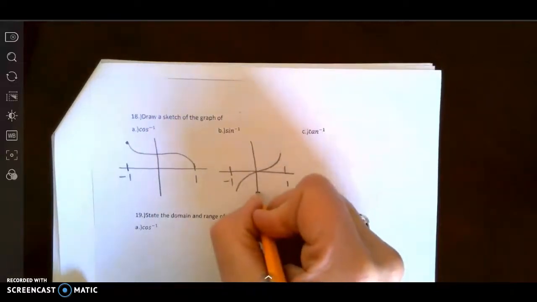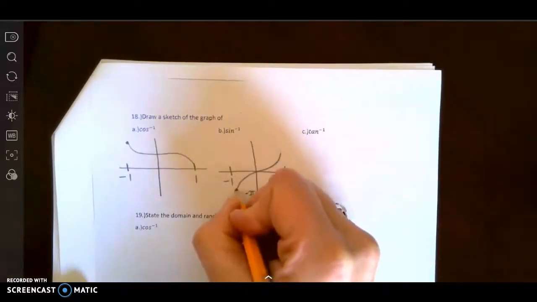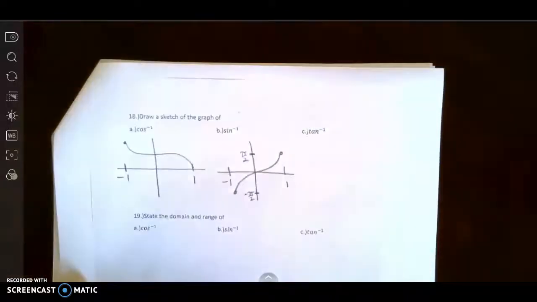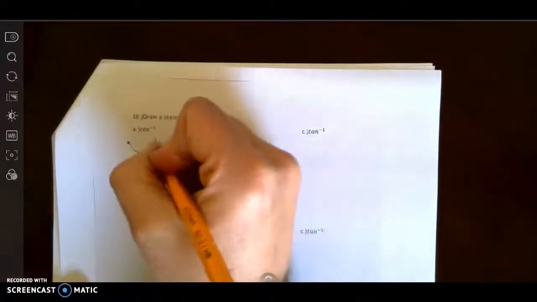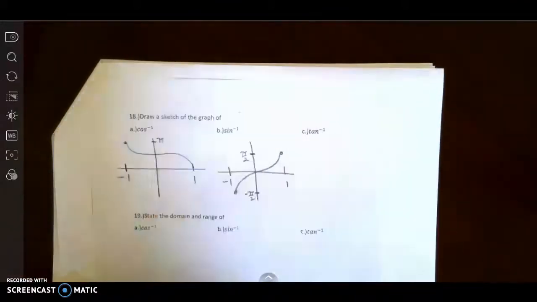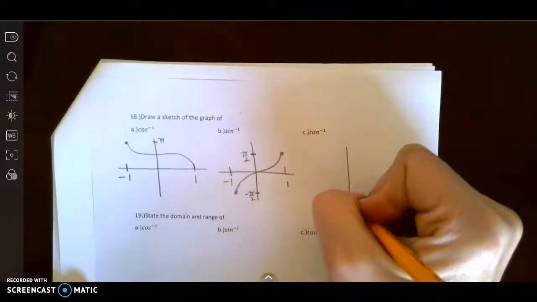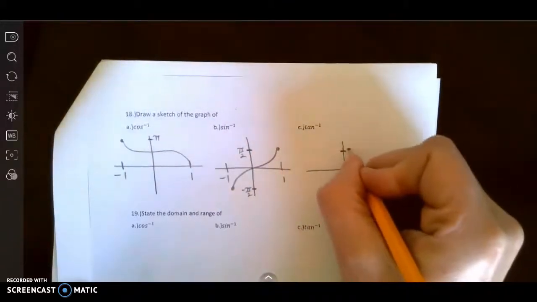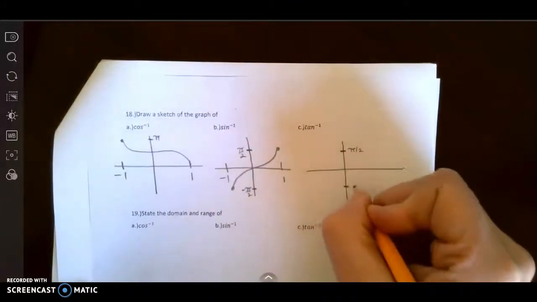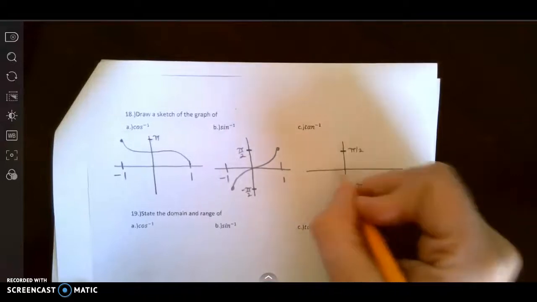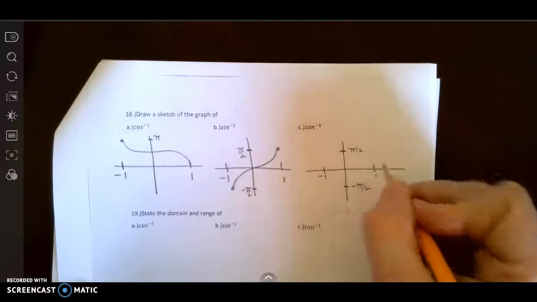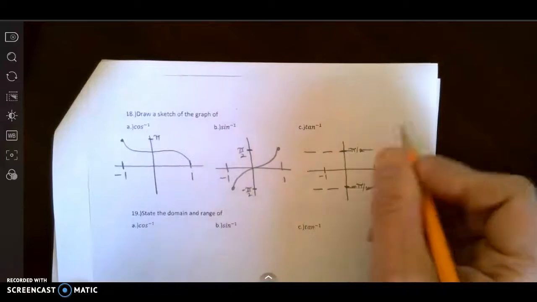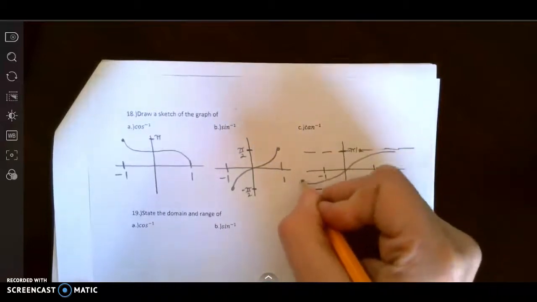And remember, this is -π/2. And this is π/2. And this is 0, and this goes to pi. And then inverse tangent, again, π/2 and -π/2. I have -1 and 1. I have my asymptotes, remember, at the π/2's. And then my curve goes like this.